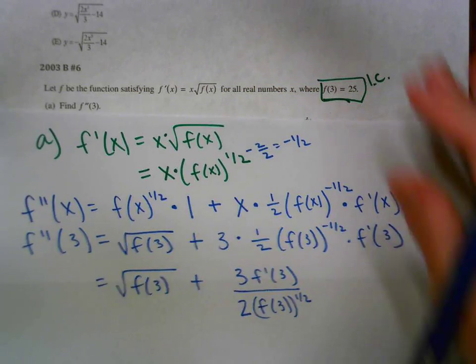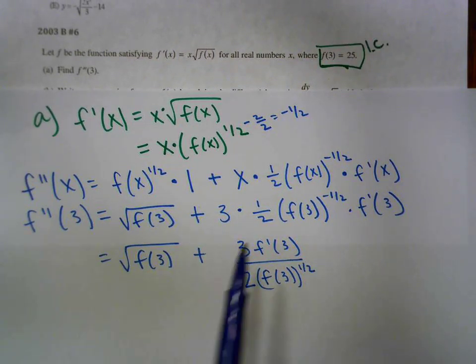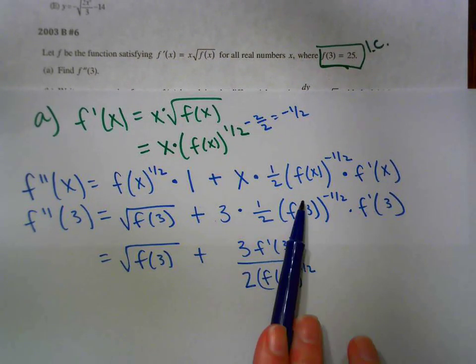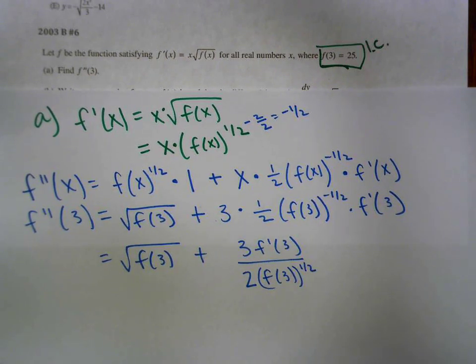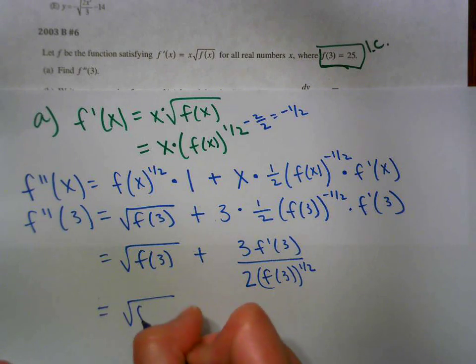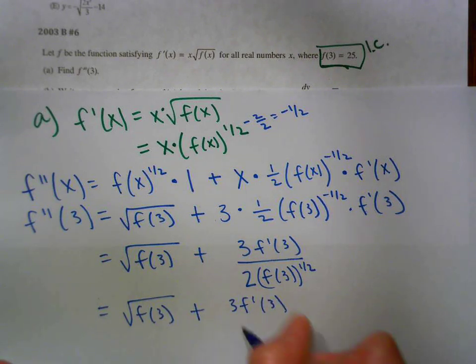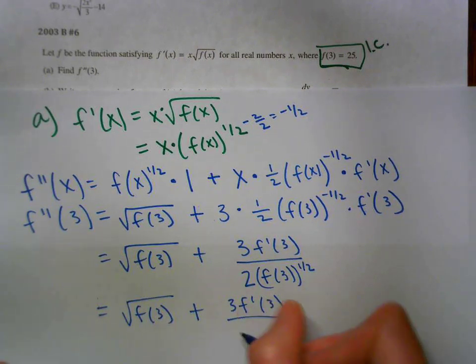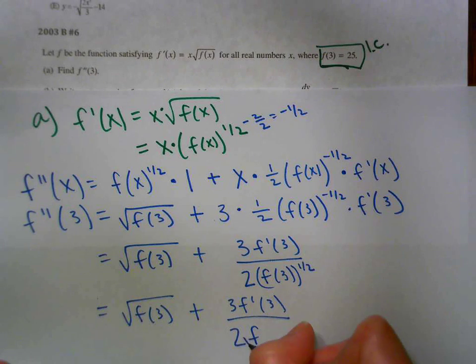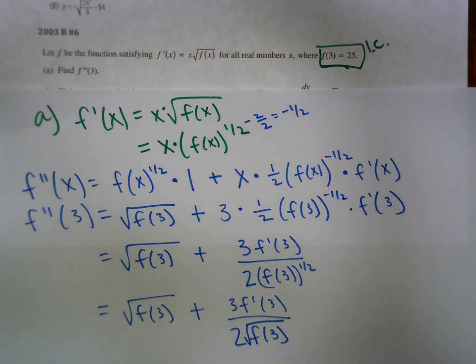There are different ways you could do this. If you worked it out separately, hopefully you did first, I'm hoping you're not going and changing it, because you could have kept all these separate and just made this 1 over 2 times f to the 1/2. Then we have the square root of f of 3 plus 3 times f prime of 3 over 2 times the square root of f of 3. I'm going to change this back to square root now that it's positive 1/2. Notice the 2 is not in the square root.